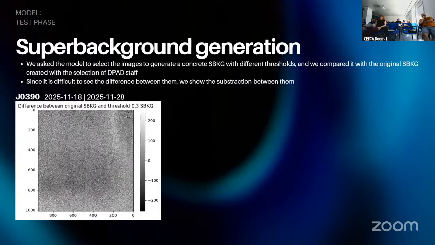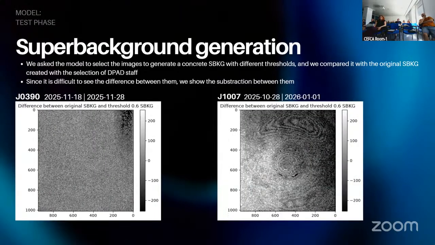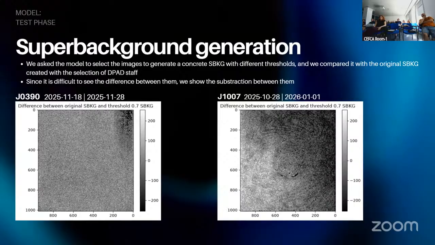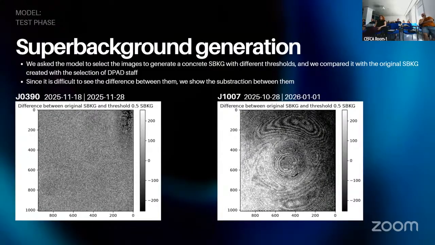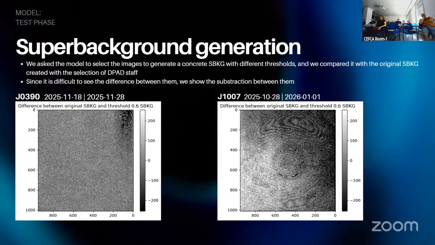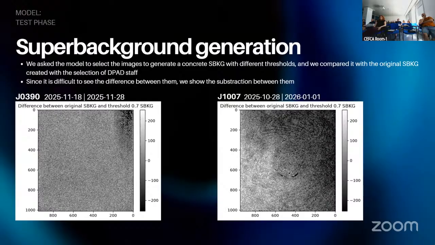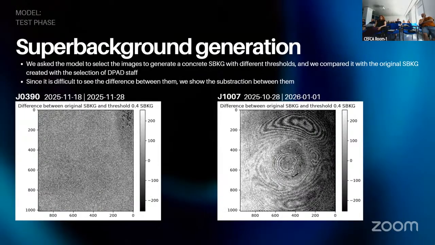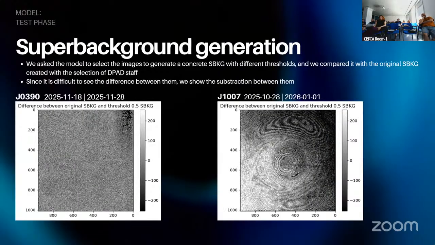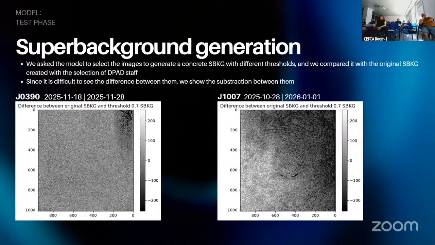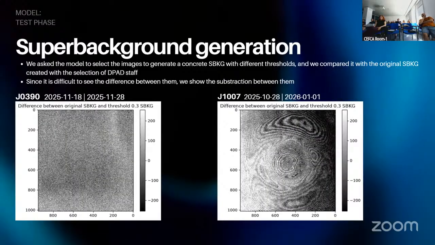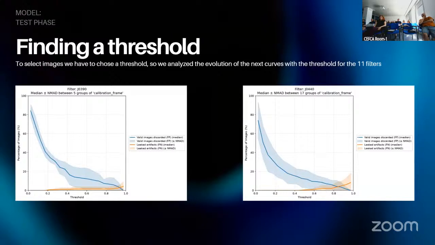As you can see, here's another example. As the threshold increases, you see that the two images are more similar to each other. That's because as the threshold increases, I'm going to select more images, which is something good to have, as many images as possible. So I have less noise, I have the two super backgrounds more similar, but I'm going to take the risk of having more artifacts leaked. So that's a compromise decision that we have to analyze. So the purpose now is finding the ideal threshold.